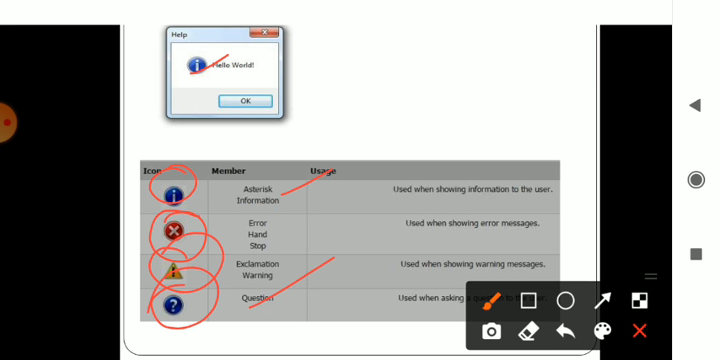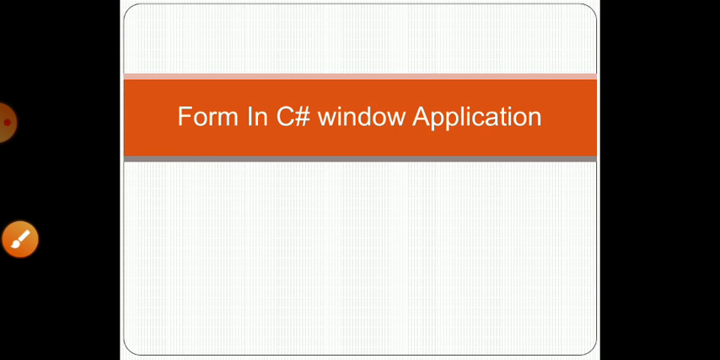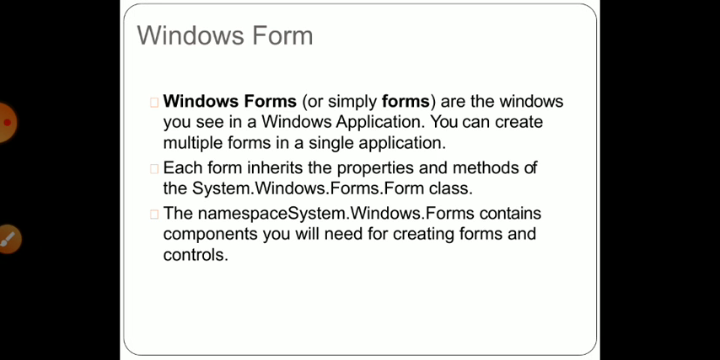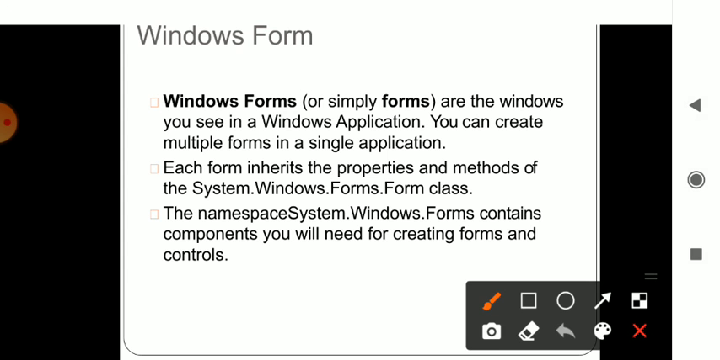MessageBox class. Now, the Windows Forms application: a Windows Form is a window which is displayed in front of you, where you can design the form, you can add certain buttons, and you can have control over that particular form by giving some code. Mainly, the application may have either a single form or multiple forms within a namespace.